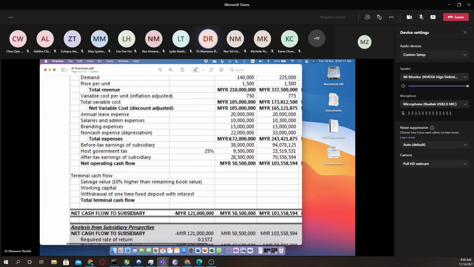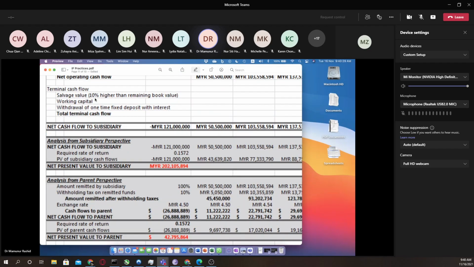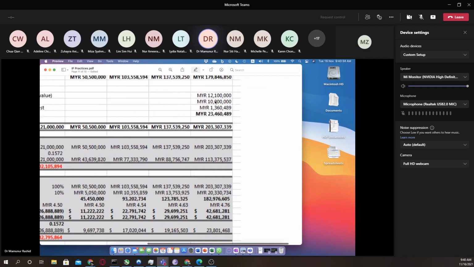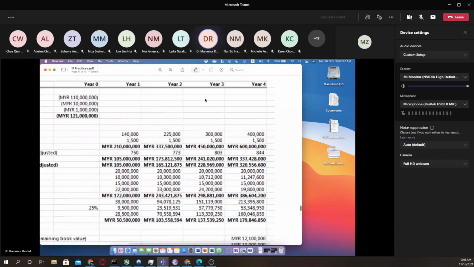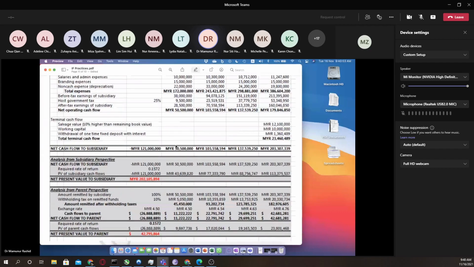Okay, now come to the terminal cash flow. The terminal cash flow is, first is the salvage value, 10% higher than the remaining book value, right? So Malaysian government will purchase the project from you 10% higher than the book value. Our book value is 10% already. So our machine cost is 110. Book value is 11 because it's 10% of it. And from that 11, you increase by another 10%, which is 12.1. So 12.1 million is the return for our salvage value.